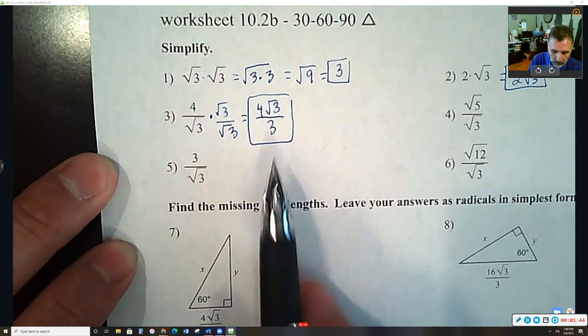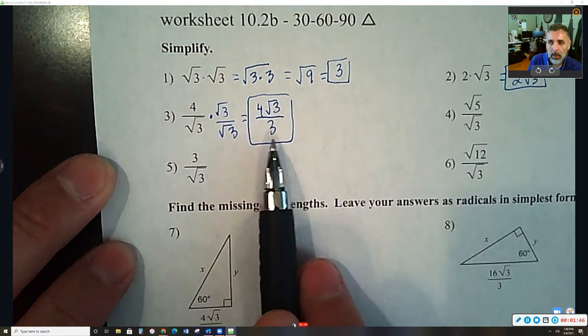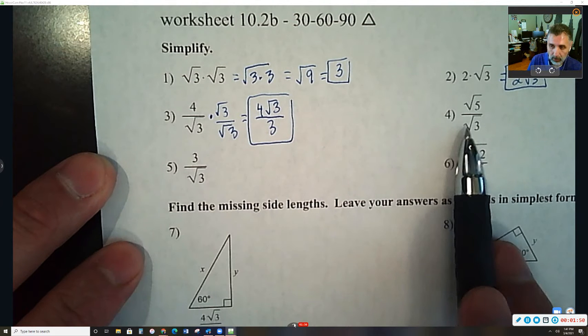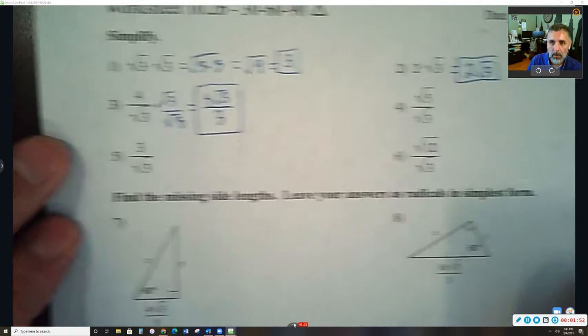Sometimes I'll do the shortcuts. And other times I'll show all the work. Like for this next one over here, I'm going to show you a little bit more work.